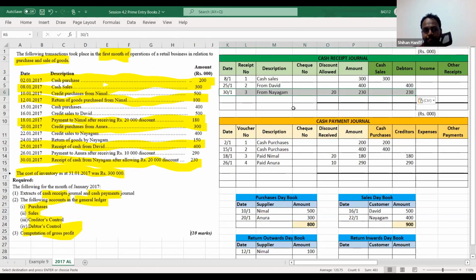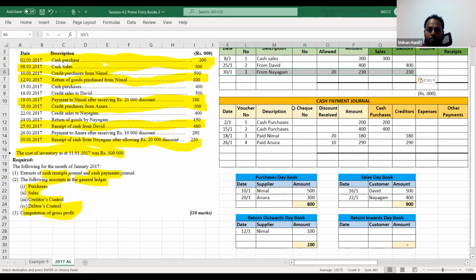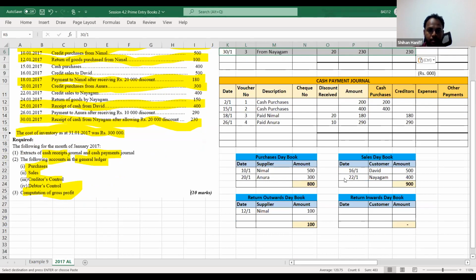Discount allowed. Okay. Right. One transaction I missed: return of goods by Nayagam, 150. So it's a return inward. It's a return inward of 1. All right.